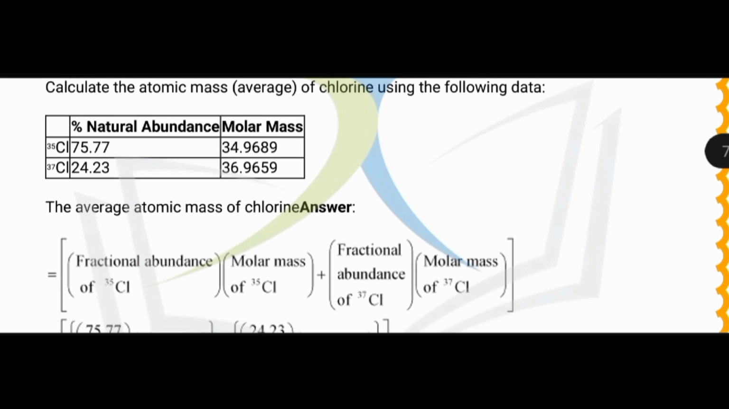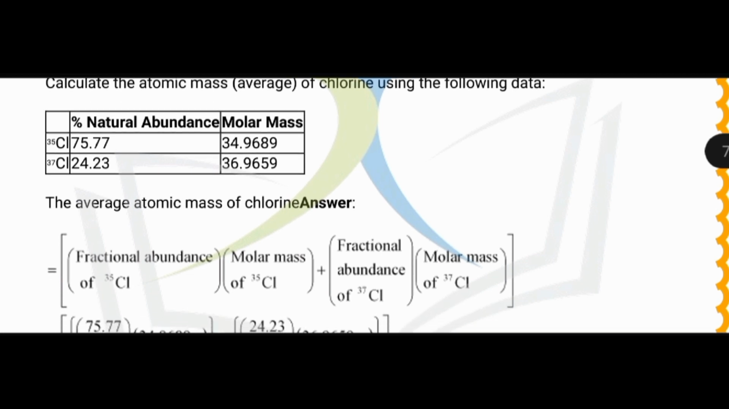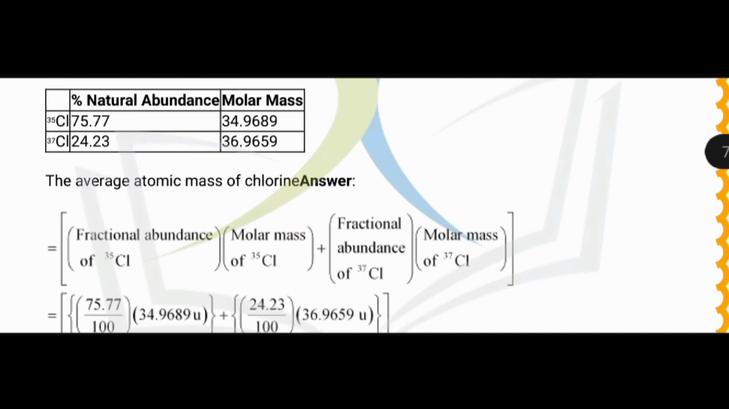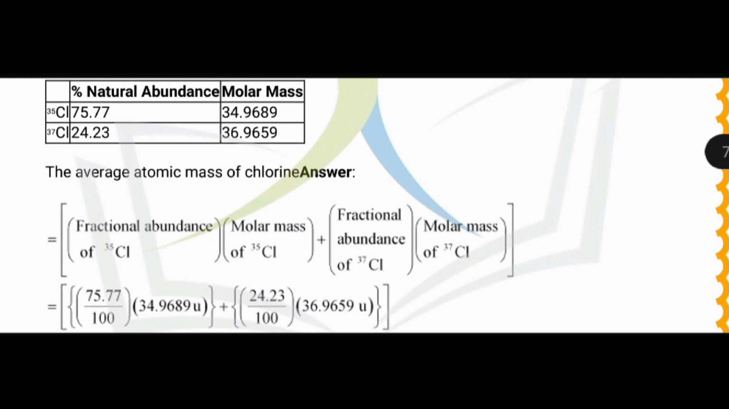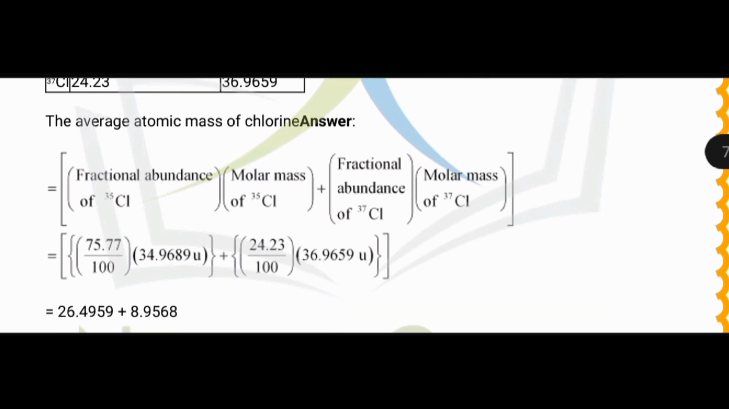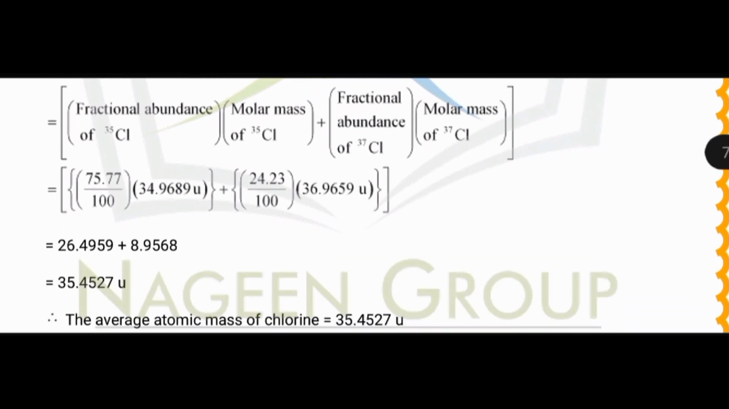So how can you calculate it? Fractional abundance multiplied by molar mass, plus fractional abundance multiplied by molar mass. Now the abundances are 75.77 multiplied by 34.96 plus 24.23 multiplied by 36.96, divided by 100. After solving this equation, you will get 35.45 or 35.5. This is the average atomic mass of chlorine.